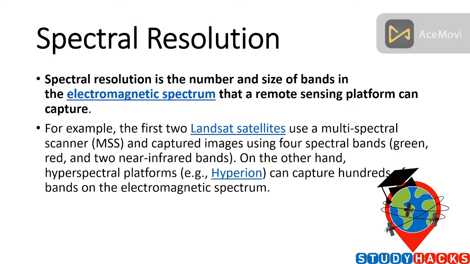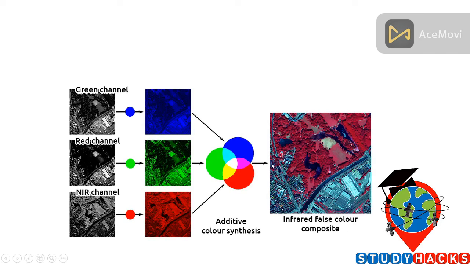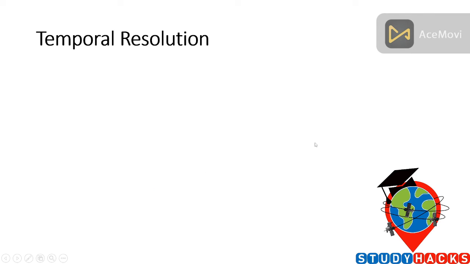Okay, further on we'll see a lot more about hyperspectral and multispectral. Here you can see the channels, which are the bands. Suppose this is the green band, red band, and near infrared band. This 3 band combination creates this infrared image, which is called a false color composite. It's multispectral, because here I use only a 3 band combination: green, red, and near infrared. So we get the false color composite. Now let's talk about temporal resolution.